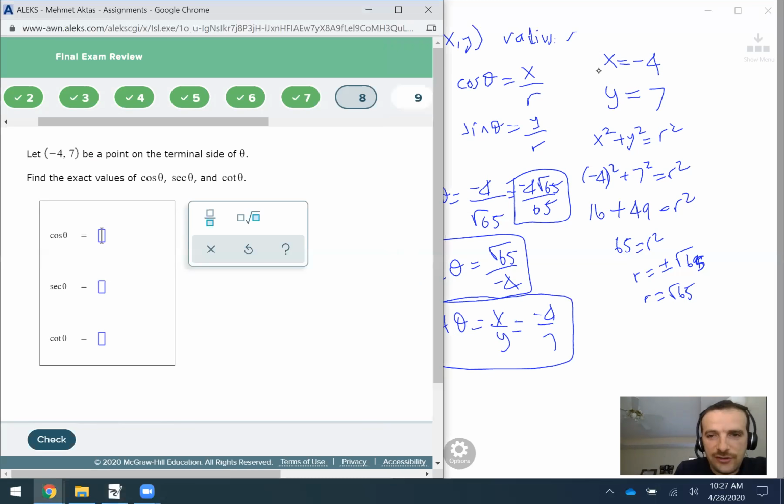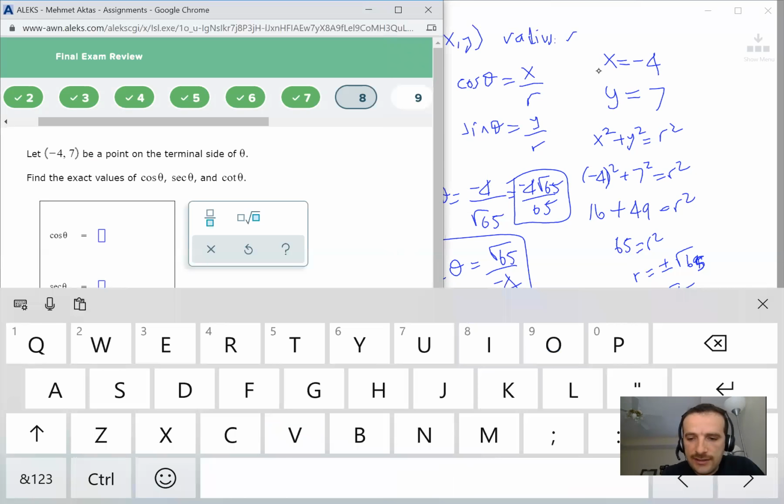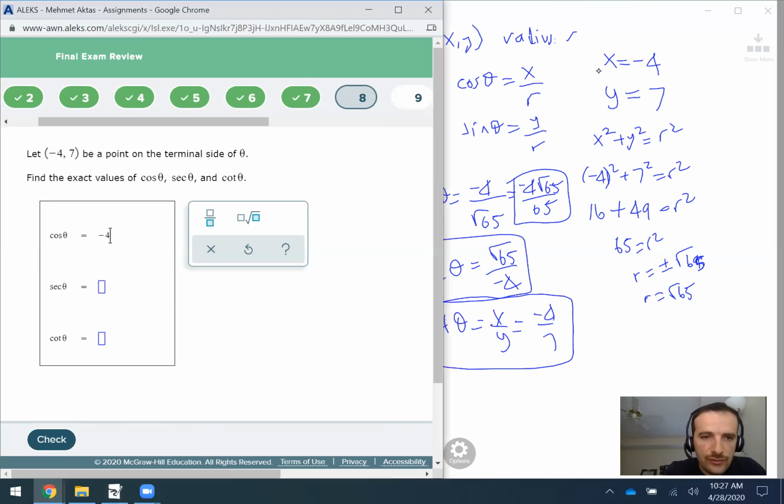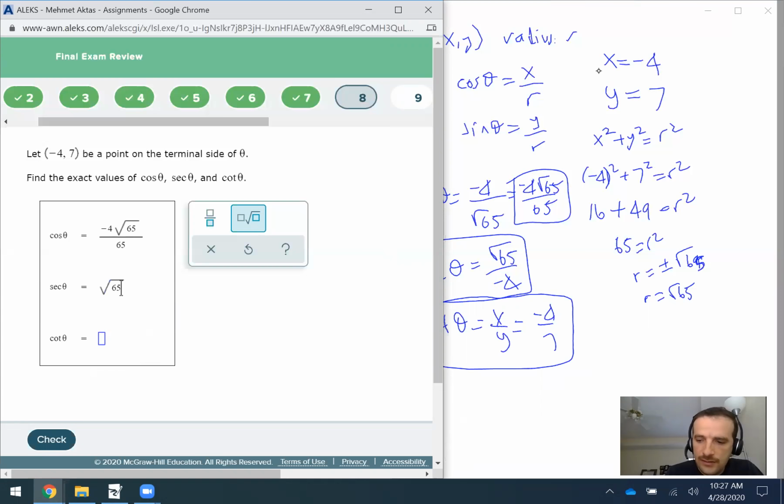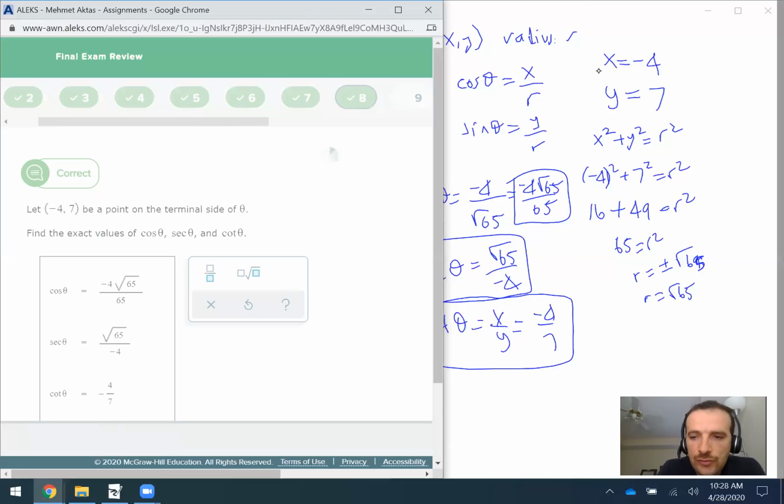Okay, so let's put the answer. Cosine is -4 root 65 divided by 65. Next, secant is root 65 divided by -4. By the way, you can put a negative in front of the root 65. It will not change the answer, right? And cotangent is -4 over 7. Let's check our answer. Correct. All right, let's move to the next one.